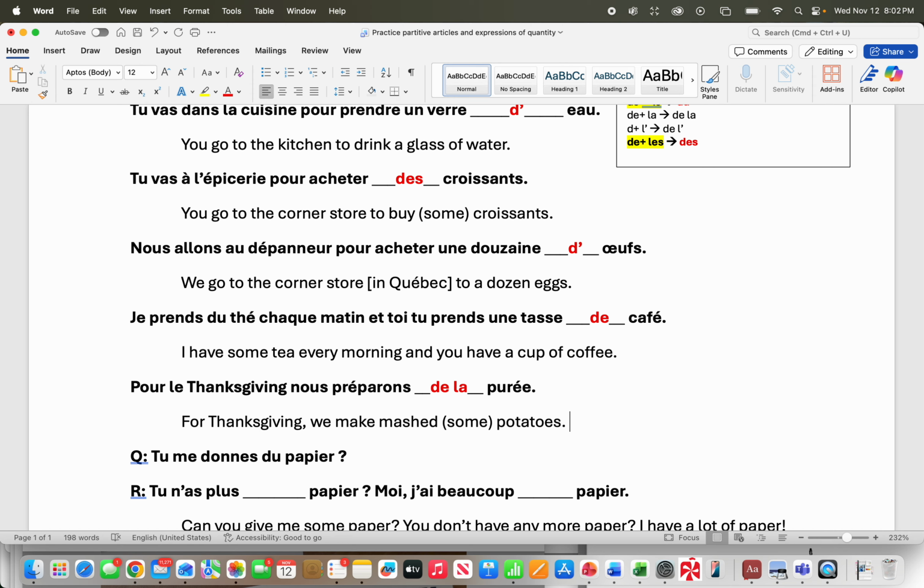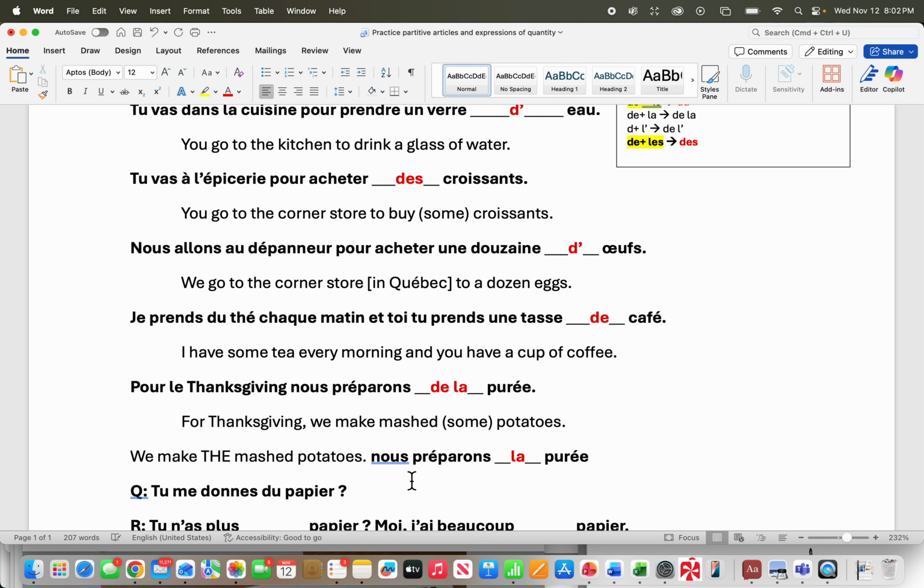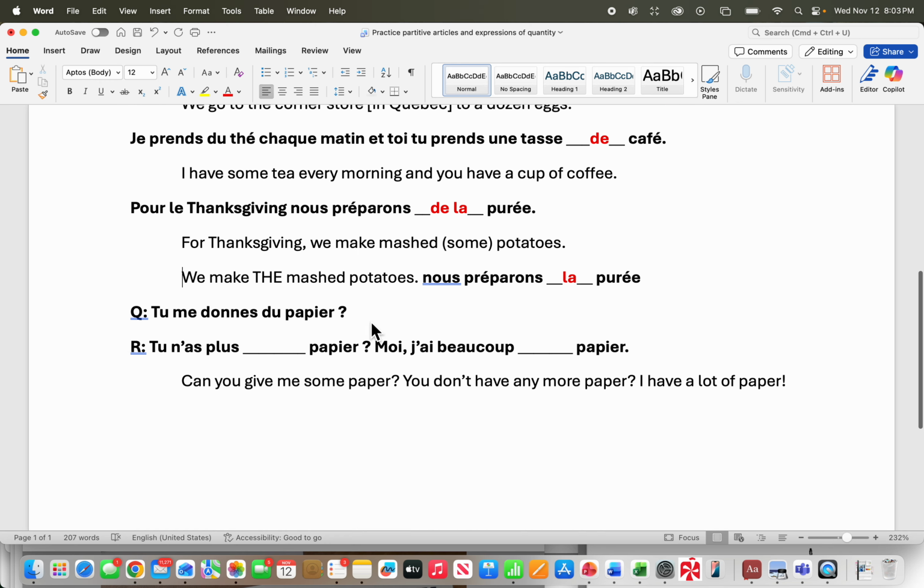If I had said, we make the mashed potatoes, like our two families get together, they make the pumpkin pie, we make the mashed potatoes, in that case, I would say, nous préparons la purée. But that's a different meaning. That's we make the mashed potatoes. And that's not what we're doing here. We're not saying the.